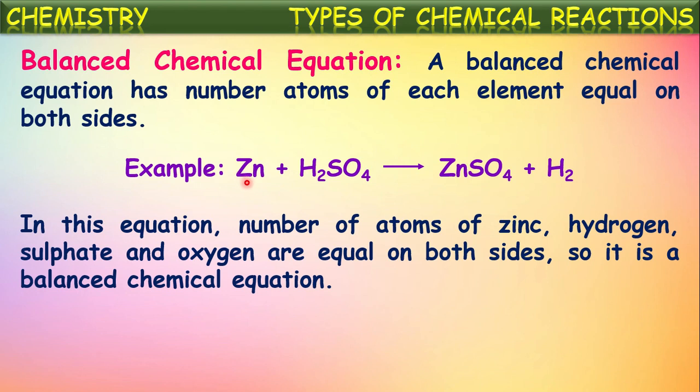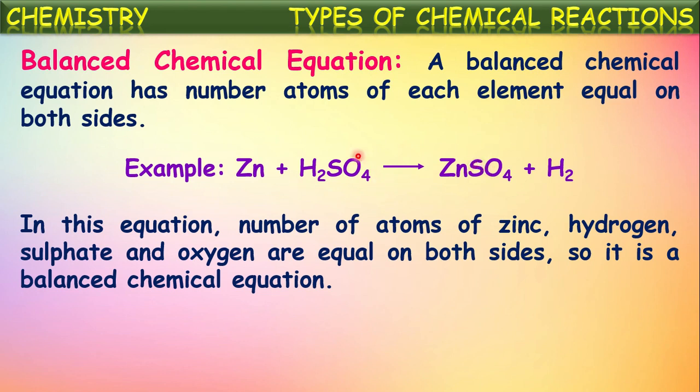If you count the zinc atoms, here there is only one, and here also only one. So zinc atoms are balanced. If you observe hydrogens, in the H2SO4 molecule there are two hydrogen atoms. What about the right hand side? Here also there are two hydrogen atoms. So hydrogen atoms are also balanced. And if you see sulfurs, there is only one sulfur on the left hand side, and on the right hand side also only one sulfur. So sulfur atoms are also balanced.